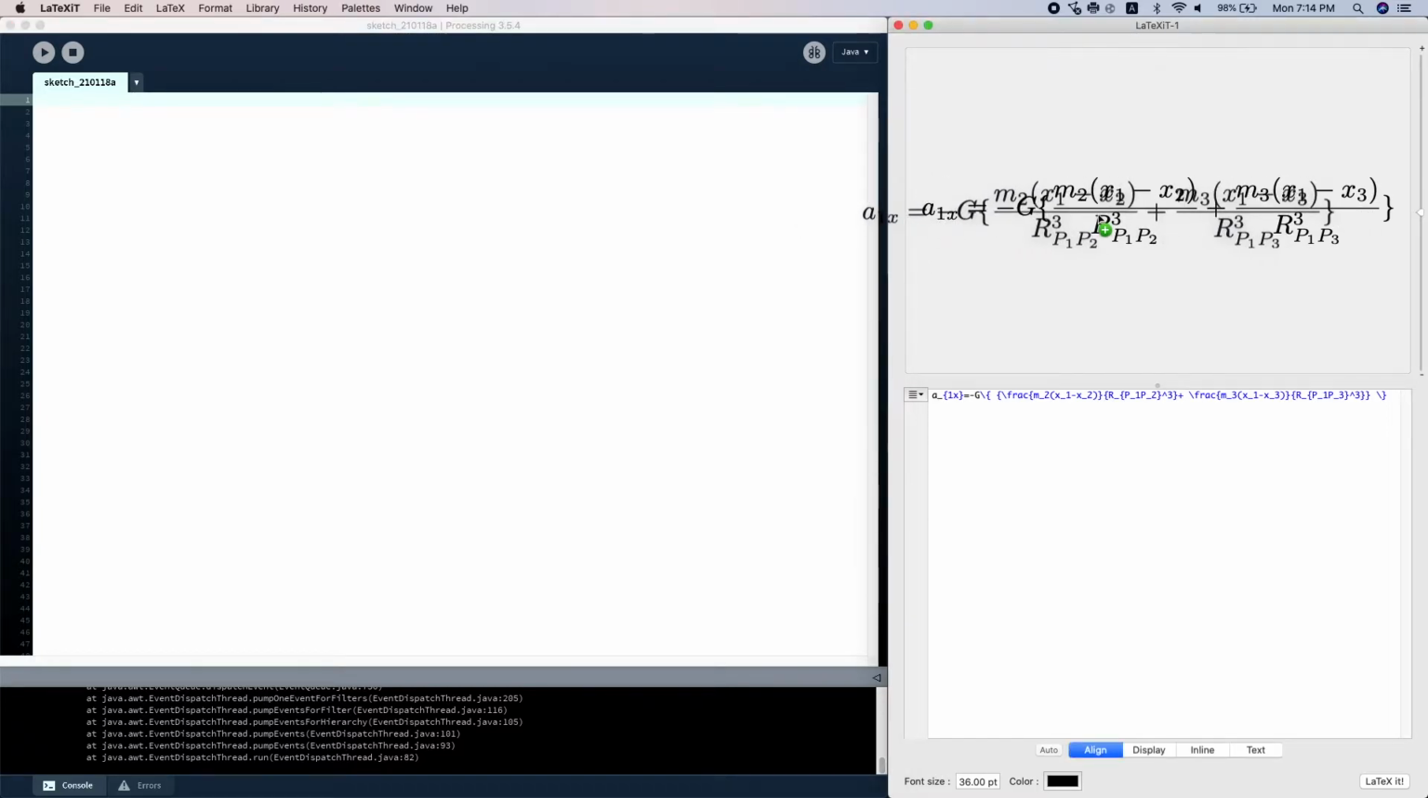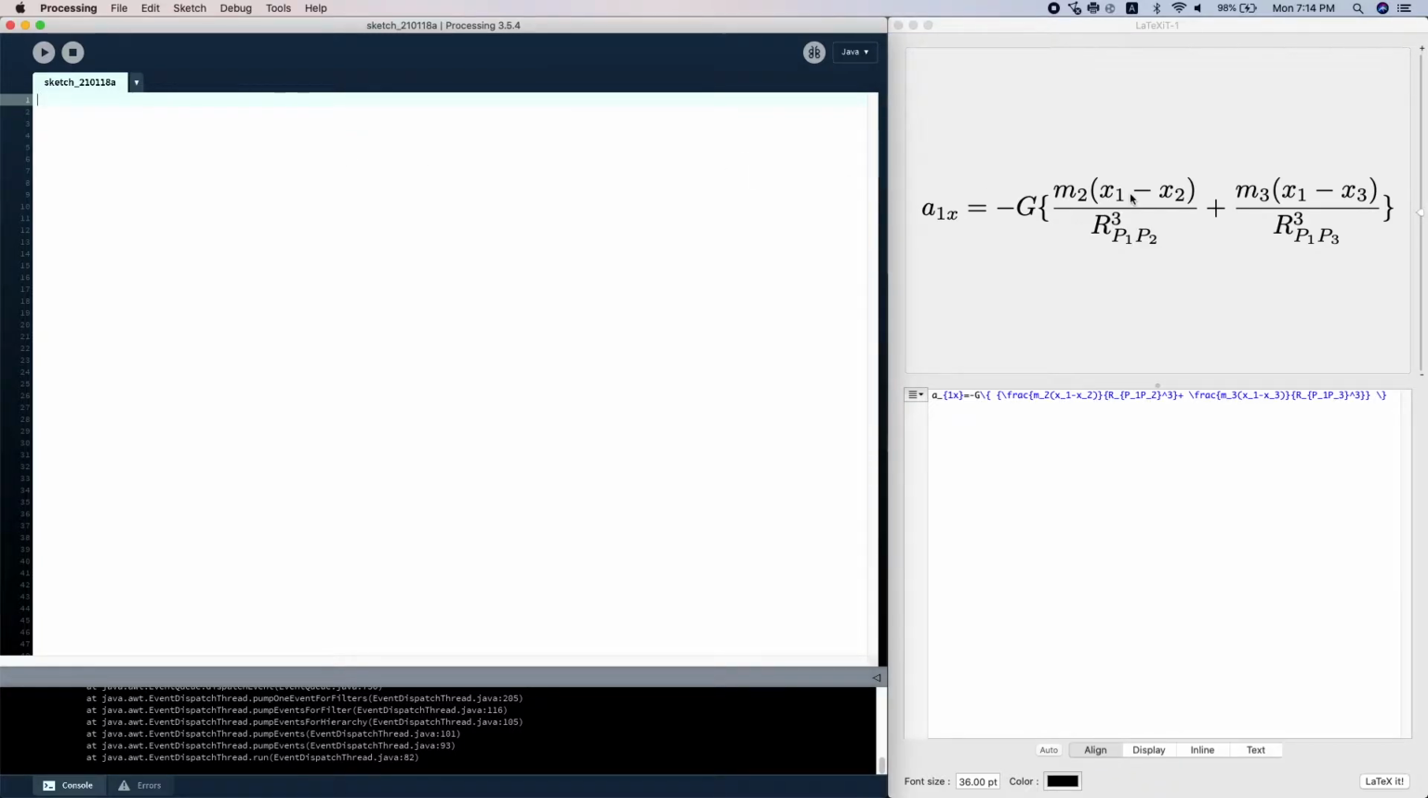Equation that we derived from the previous video. And so we're going to use this equation to make our simulation. Keep in mind that this equation here only refers to a1x, but we could basically use this equation for a1y, a1z, a2x, a2y, a2z, a3x, a3y, and a3z.